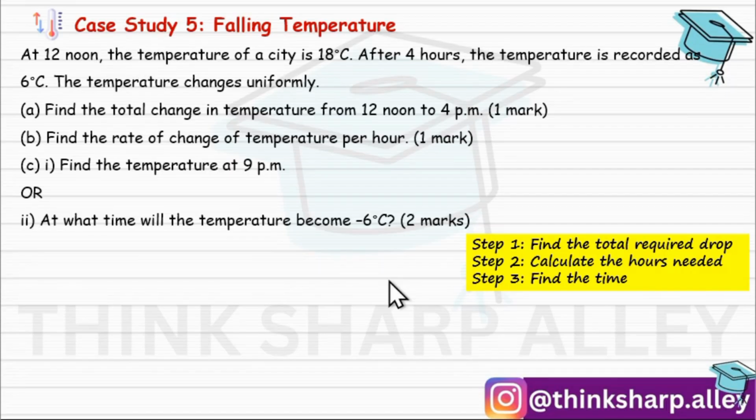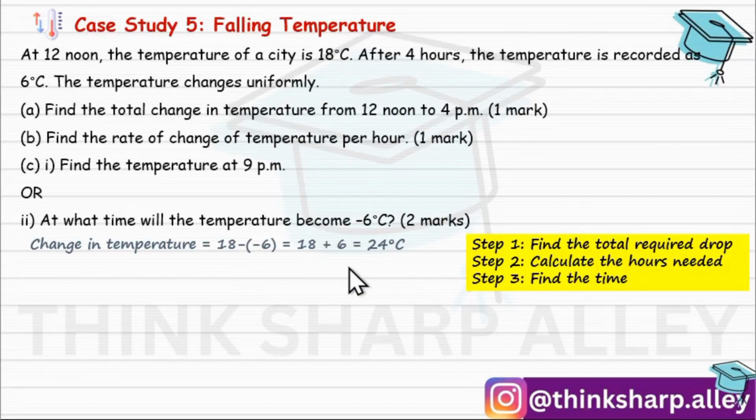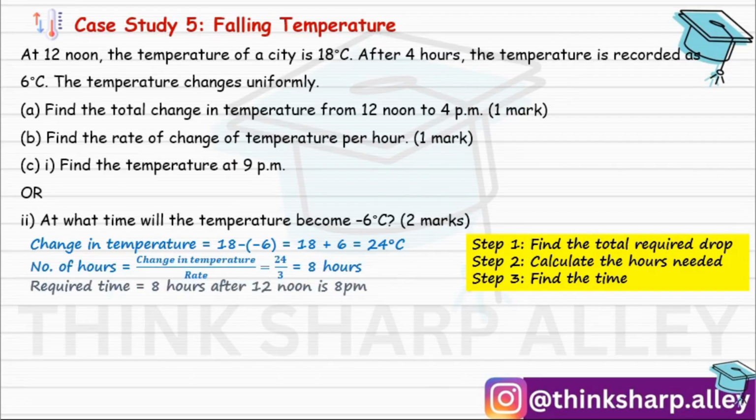Okay, so step 1, the change in temperature will be initial minus final. So that is 18 minus minus 6. So that makes it 18 plus 6. So we get 24 degrees Celsius. Now we calculate the time. Since the temperature drops by 3 degrees Celsius every hour, we divide the required drop, that is 24 degrees Celsius, by the hourly rate. So number of hours is change in temperature by rate, that is 24 by 3, which is equal to 8 hours. Now it's simple, clock time. 8 hours after 12 noon is 8 p.m. So the temperature hits minus 6 degrees Celsius at 8 p.m.